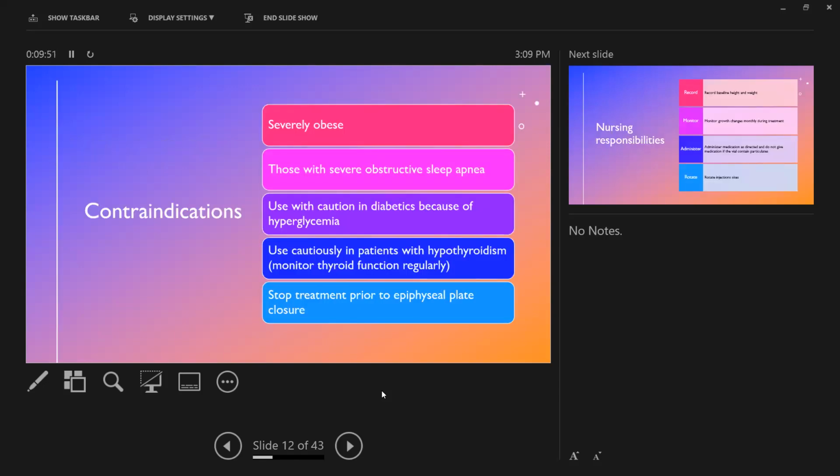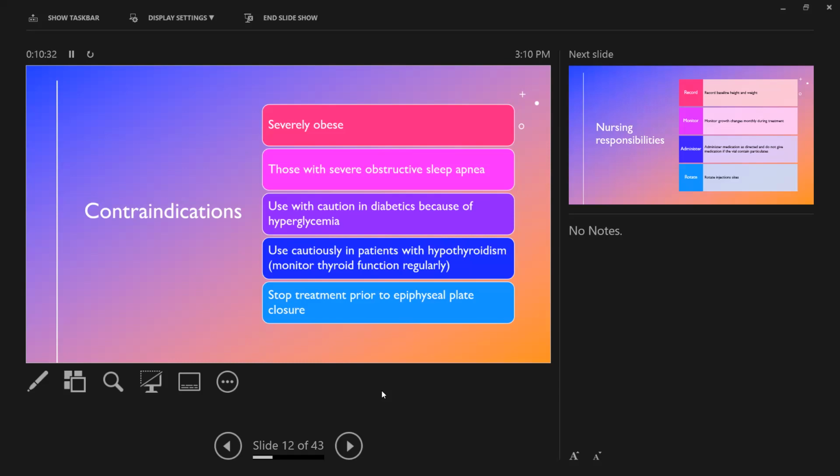So contraindications for taking growth hormone include those who are severely obese, those with severe obstructive sleep apnea. Growth hormone will make it worse. A sleep test might need to be ordered. Use with caution in diabetics because of hyperglycemia. Use cautiously in patients with hypothyroidism, and the thyroid function should be regularly monitored, and signs of abnormal thyroid function should be asked about pretty frequently.